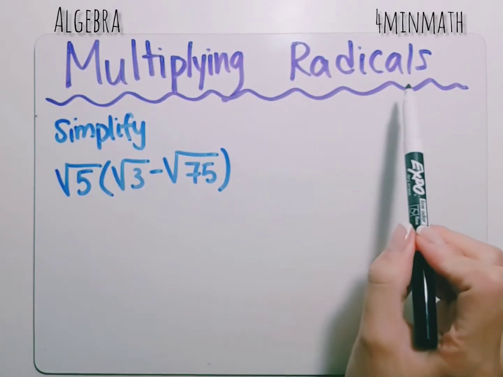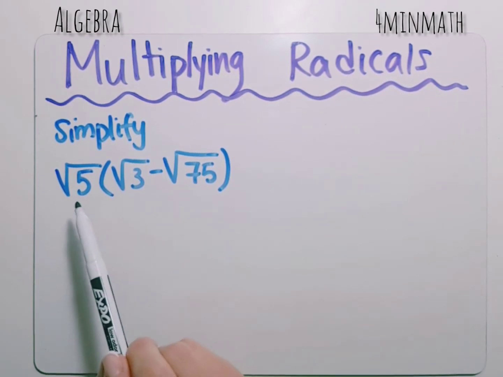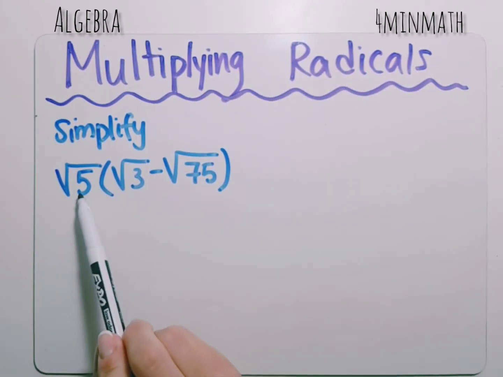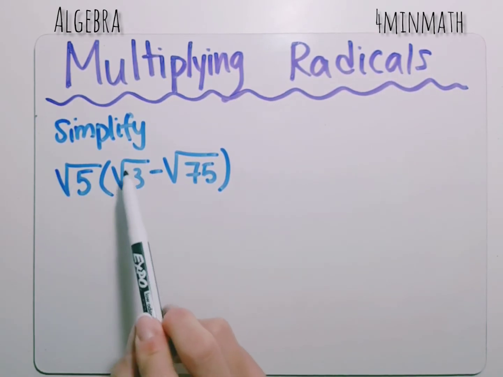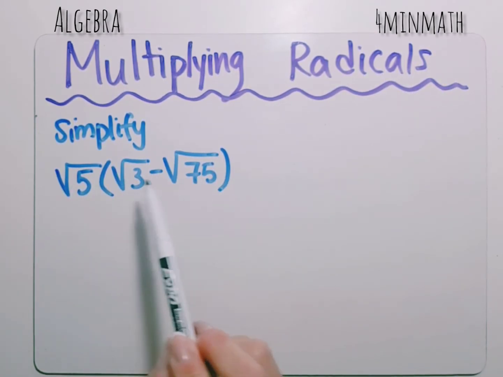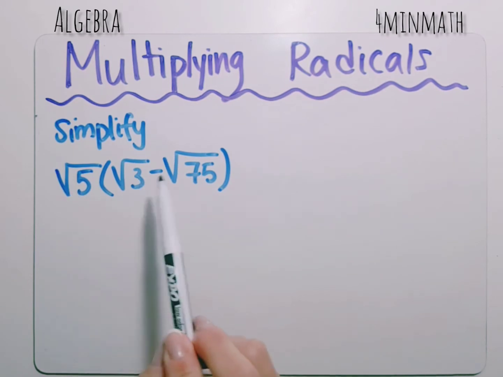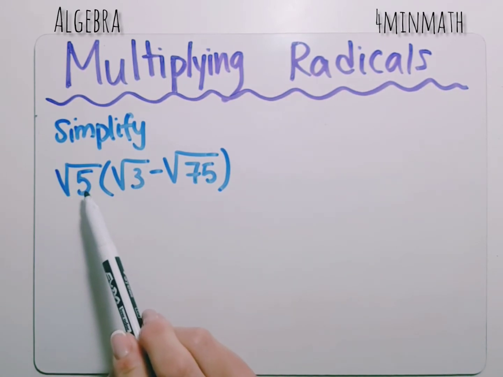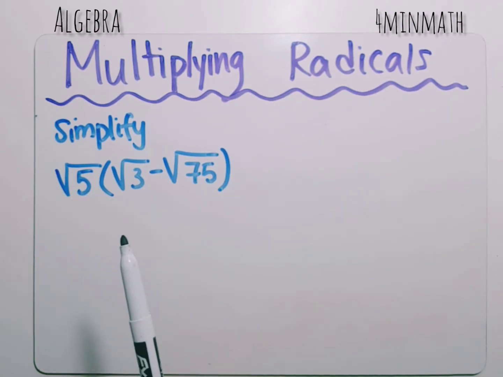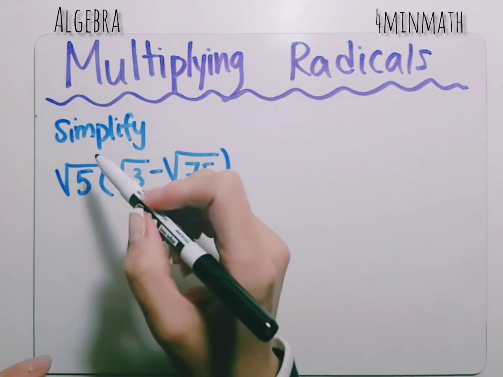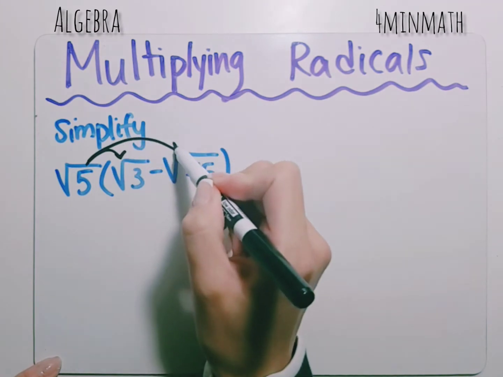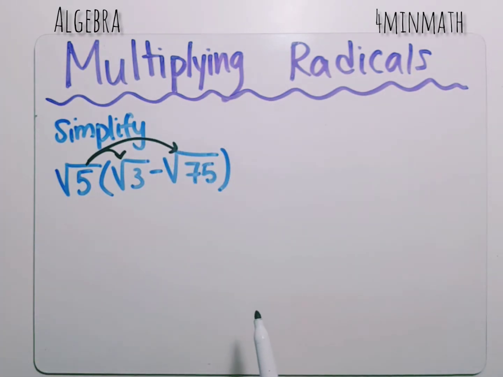When multiplying radicals, you do not need like radicals. For example, for this one, when you simplify this, square root of 5 times square root of 3 minus square root of 75, all of them are non-like radicals. The radicands are 5, 3, and 75. But because we're multiplying, it does not matter. So I'm just going to distribute, and I'm going to show you two different ways. So this is the first way.